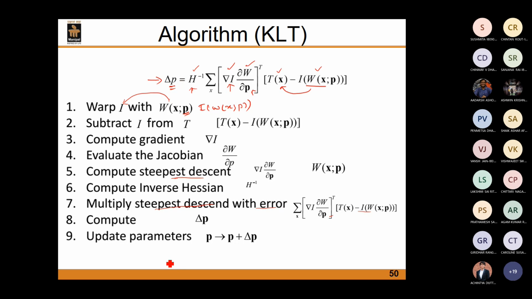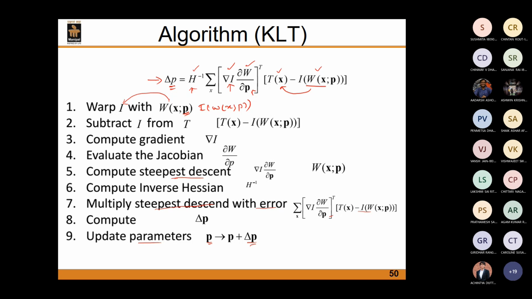So the next step, or the final step, would be updating the parameters of P. Whatever estimate that you initially had would be updated with respect to delta P. So this is how the original algorithm of the KLT works. Okay, so once you know the formula, you can easily identify what the steps here are. Now, it all works. It works perfectly fine.